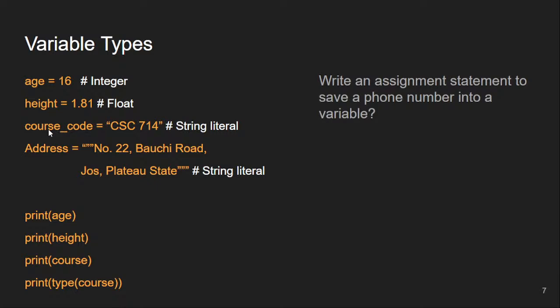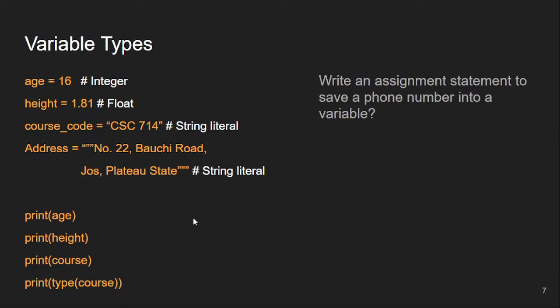So course_code is a string literal. Then we have address as well, which is also a string. But you will notice that address is a multi-line string. That means the string takes more than one line. In this case, you see address takes two lines. So in Python, you have the option of using multi-line strings, and this is an example here.